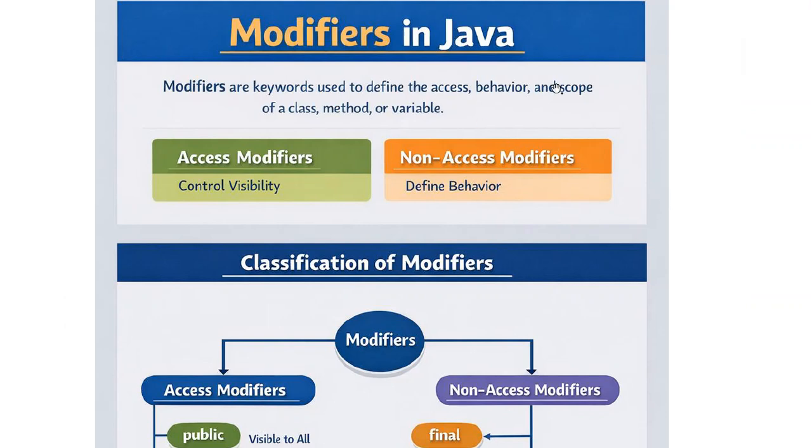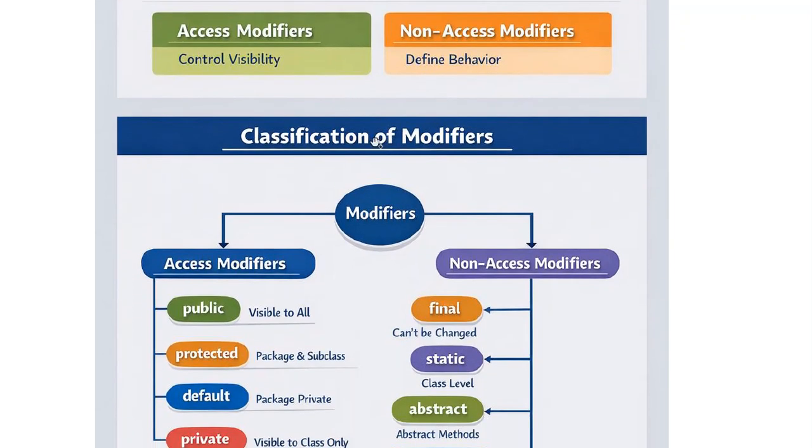What is meant by access, behavior, and scope? Now just try to understand what a modifier is. Modifiers are keywords used to define the access, behavior, and scope of your class, method, or variable. Next, how to classify modifiers: they are classified into two types, access modifiers and non-access modifiers. Access modifiers take care of controlling the visibility. Non-access modifiers usually define the behavior. We will discuss it one by one.